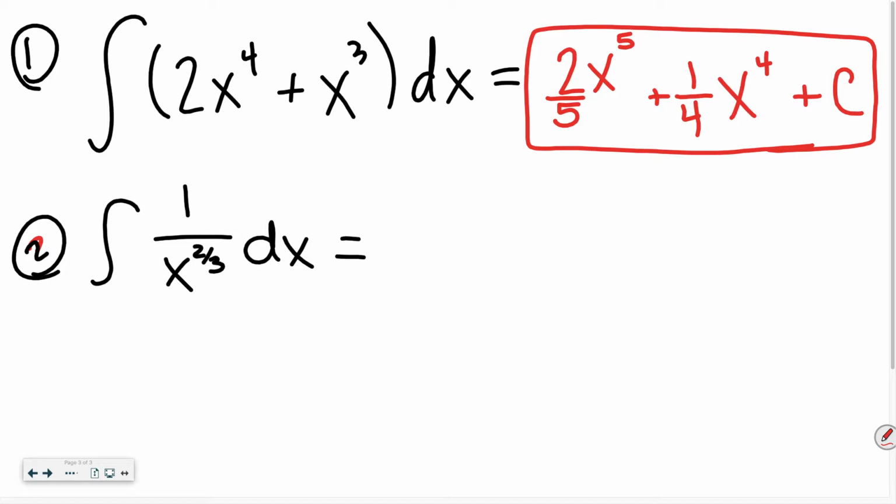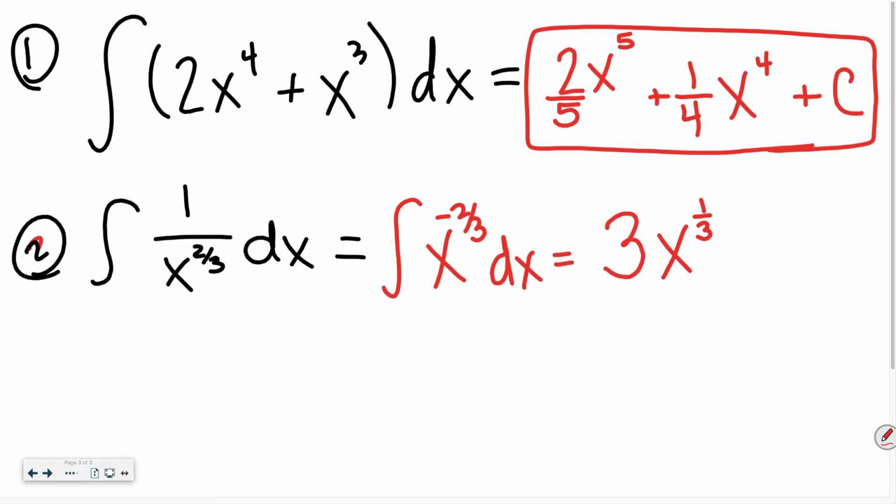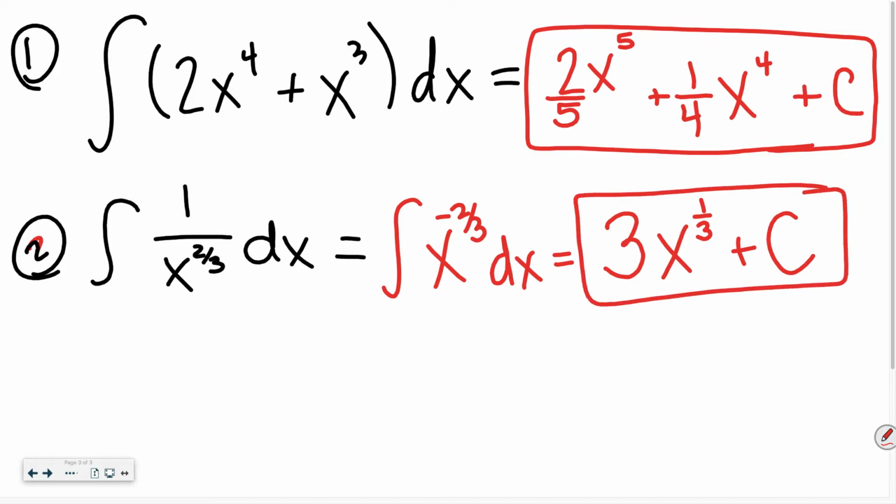Rewrite it to be x to the n. X to the what? Thank you. X to the negative 2/3. So now when we take our antiderivative, we can increase the power by 1, which would be 1/3, multiply by that reciprocal, which is 3, and tack on our plus c.